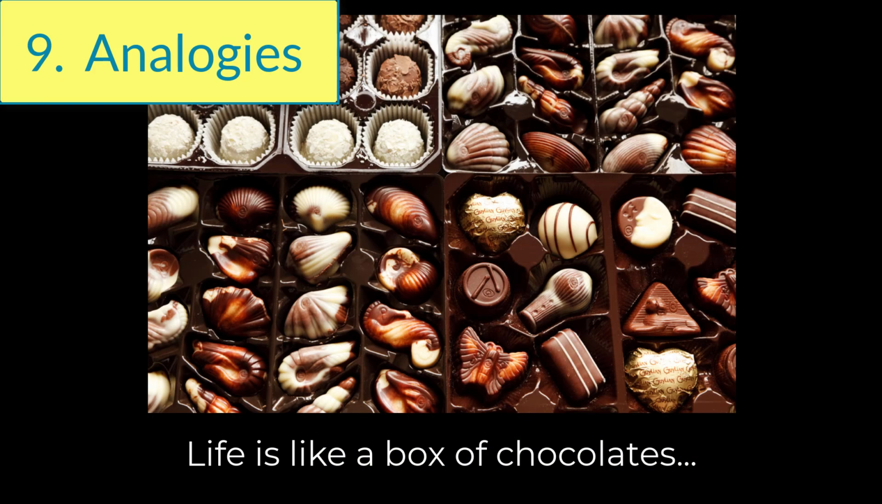Number 9 is analogies. Comparing something to another thing using the word like or as. For instance, life is like a box of chocolates means that you never know what's going to happen in life, just like when you pick a chocolate from a box. You never know what kind you're going to get.